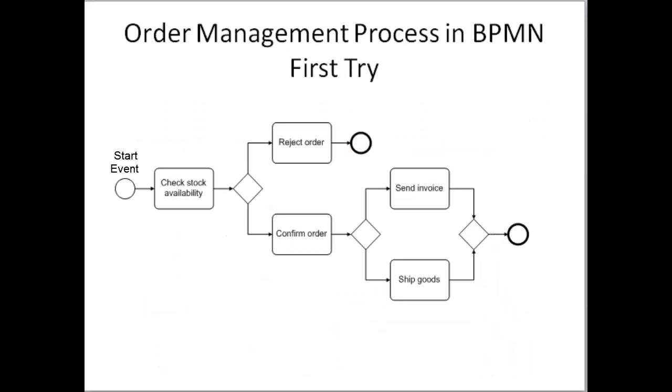This simple order management process is triggered by the reception of a purchase order from a customer. The purchase order has to be checked against the stock availability of the product requested. Depending on stock availability, the purchase order may be confirmed or rejected. If the purchase order is confirmed, the goods requested are shipped and an invoice is sent to the customer.